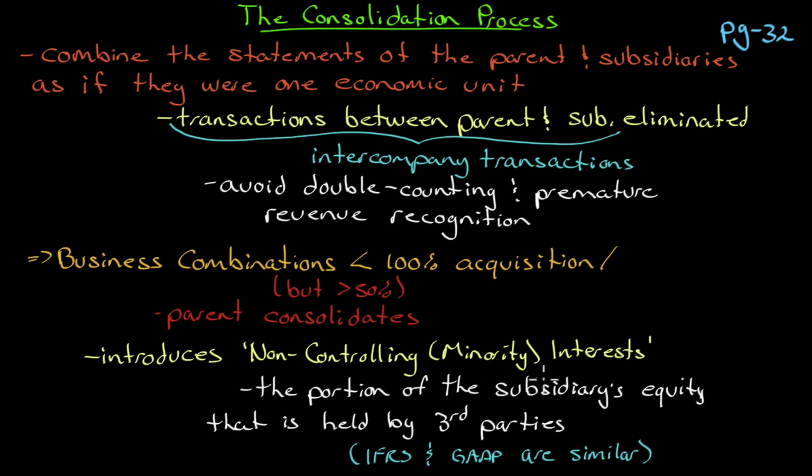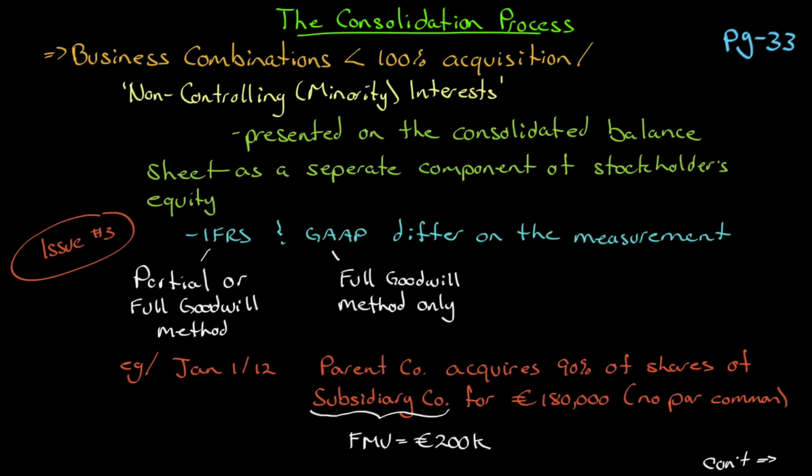It's the portion of the subsidiary's equity that is held by third parties. So we have to reduce our net income by the amount that doesn't belong to us and reduce our shareholder equity by the amount that does not belong to us. IFRS and GAAP are similar in this respect. Okay, continuing on with the non-controlling interest. It is presented on the consolidated balance sheet as a separate component of stockholders' equity, but there's a little bit of an issue, and this brings in issue number 3. Remember, we said there were 3 issues that we had to deal with when we used the acquisition method. This is our 3rd issue.